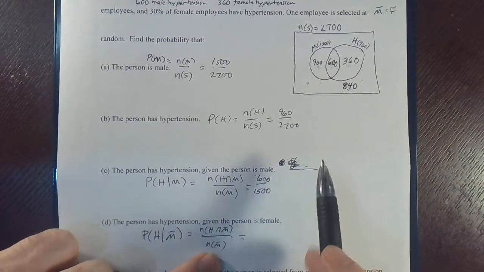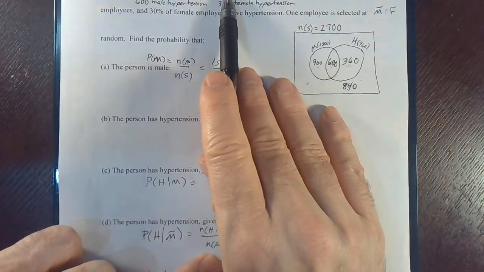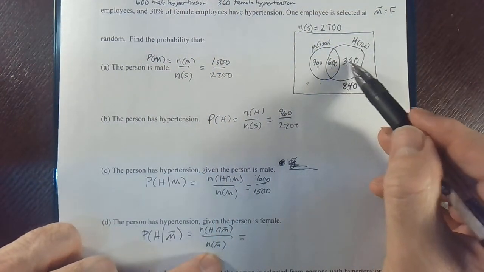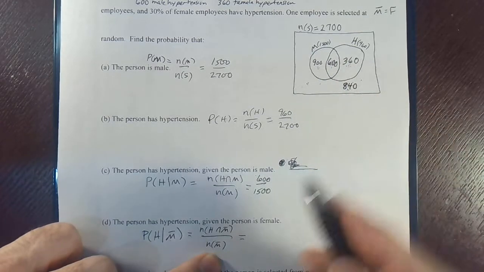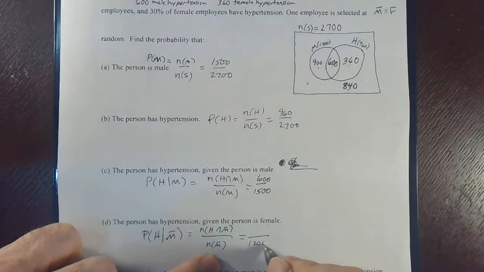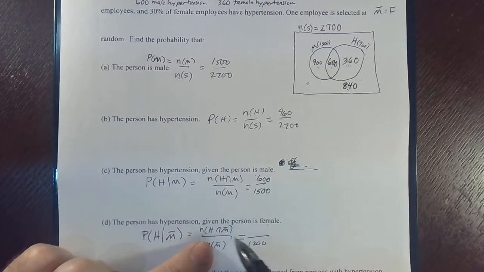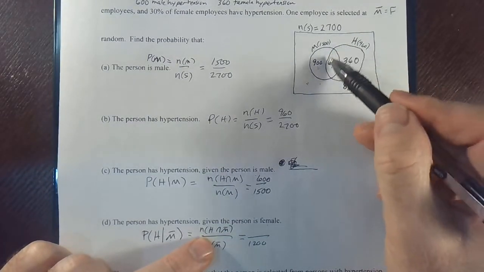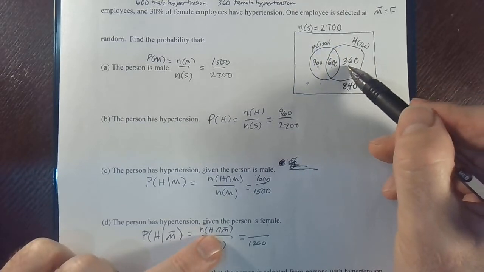Well, M complement is easy. It's the number of women, right? Female, we could look up there, it's 1,200. You can also look at it as outside of the male circle is 360 and 840, which adds up to 1,200. That's the denominator. That's the number of females. Which region is hypertension intersected with not male? That means you're in the hypertension circle, but you're not in the male portion of it, so it'd be 360.